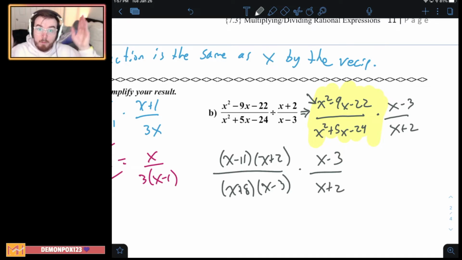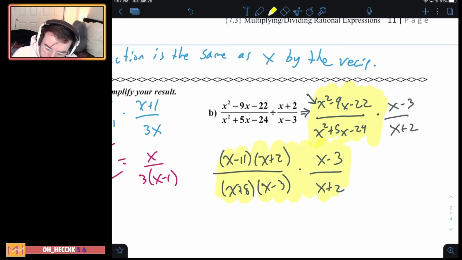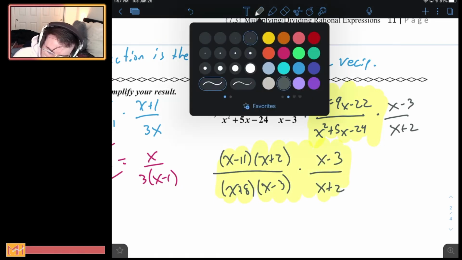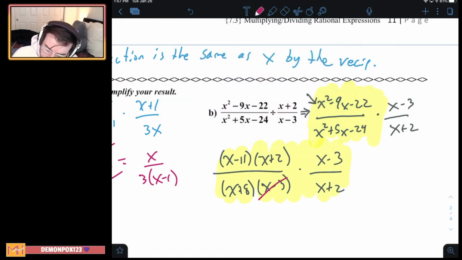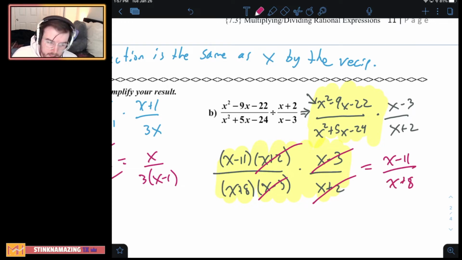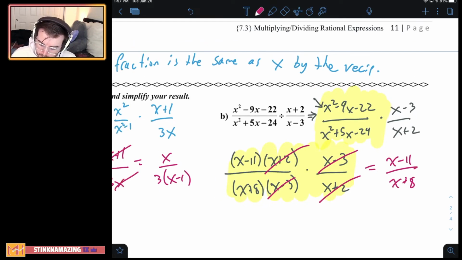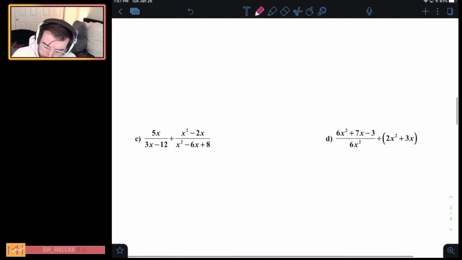Okay, the problem that I'm about to ask now is multiple select, and I want you to tell me which factor or factors are going to cancel out. It's multiple select, so choose all of them. Okay, so you just chose which factors needed to cancel out, and what were they? The x minus 3 and the x plus 2. And you're left with x minus 11 over x plus 8. Beautiful. Good job. Let's keep it going.